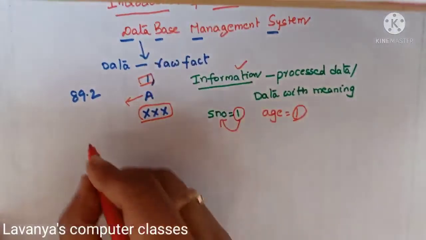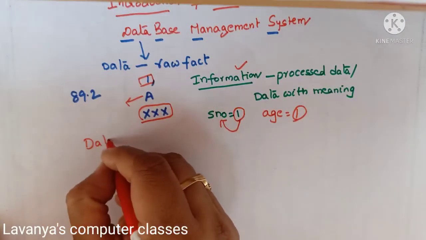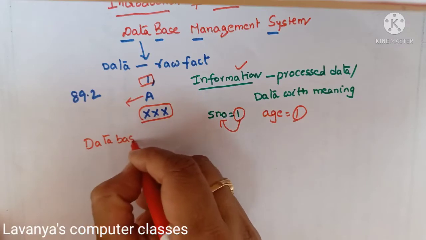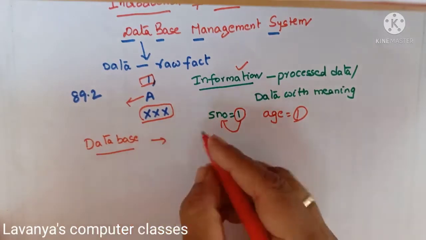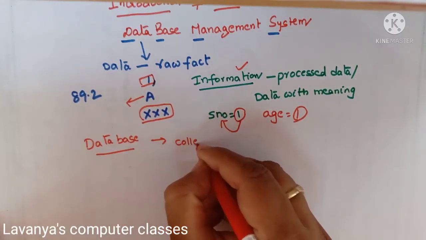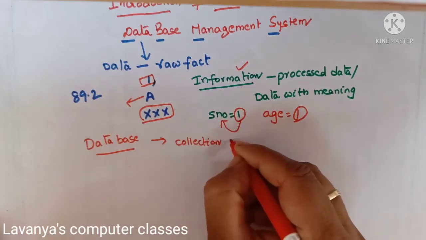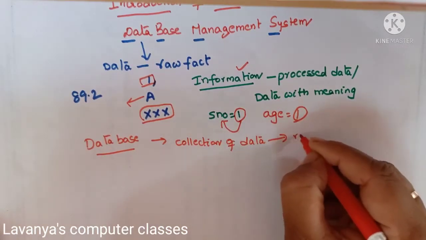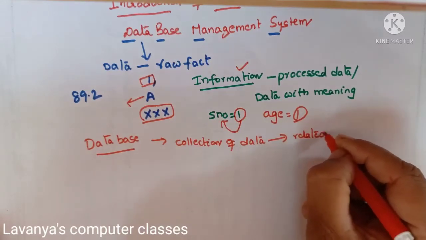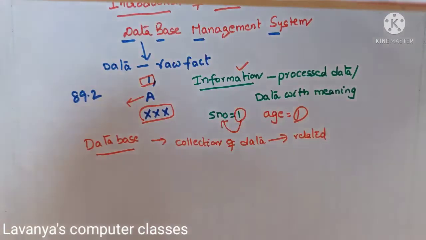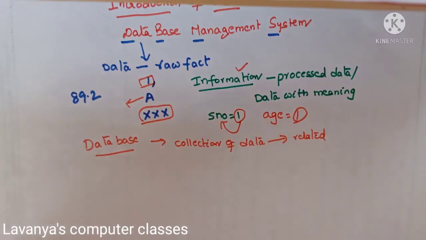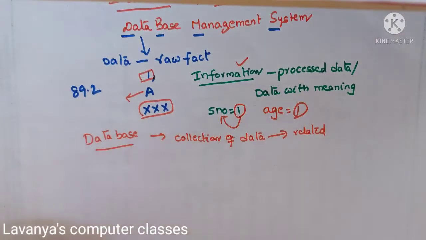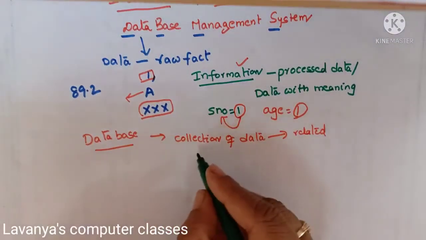Now we go for database. What is the meaning of database? Database means collection of data. After collecting all the related data and storing it in one place, that is called a database. Collection of related data is called a database.